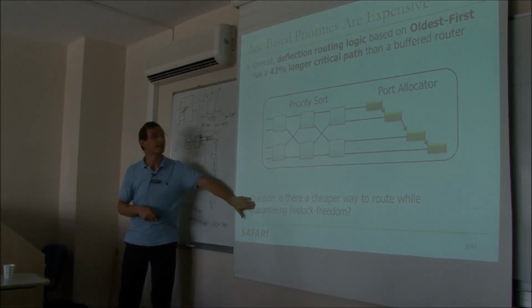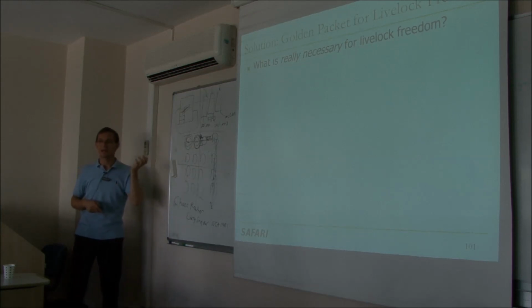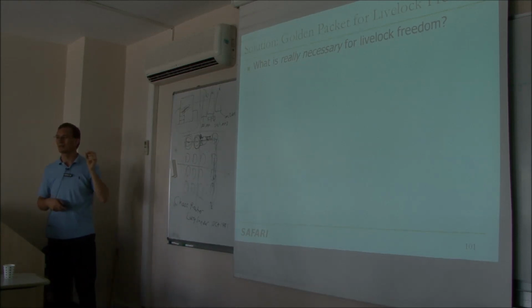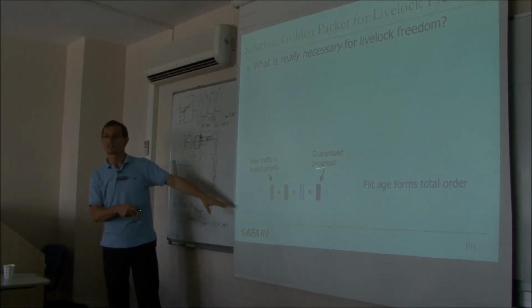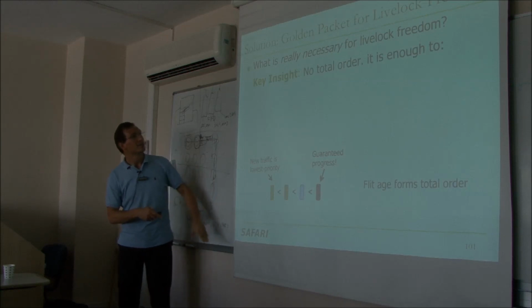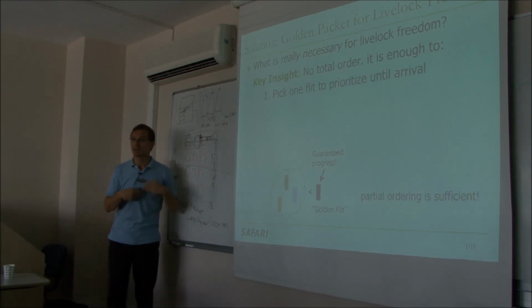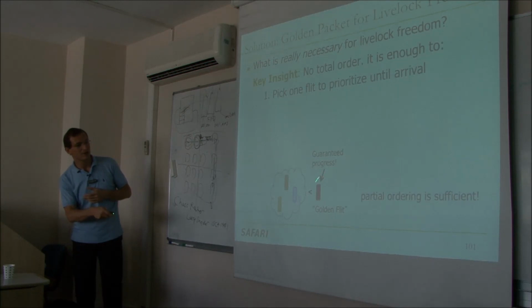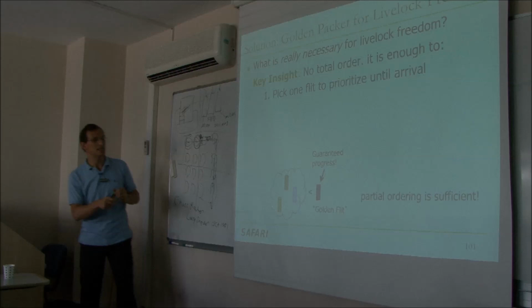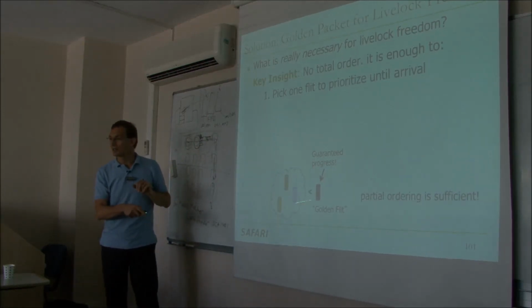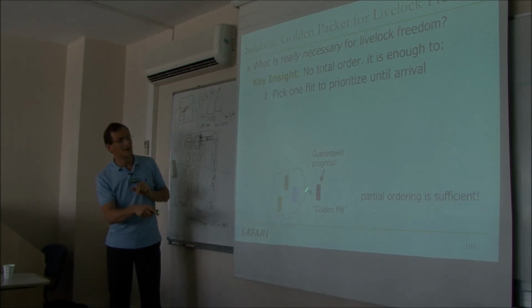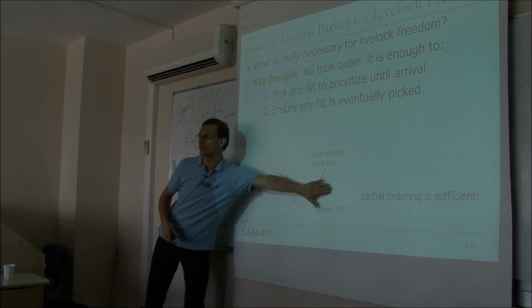The realization comes from asking the question: what is really necessary for livelock freedom? What is really necessary is, you don't need this total order. That's the realization. It's enough to pick one flit and prioritize it until it arrives. That way you guarantee the progress of this flit. We're going to call this the golden flit, and we're going to distinguish only between the golden flit and everything else in the world. So you have a partial order now. There is no ordering within this cloud, and there is only ordering here. And ensure that any flit is eventually picked from this cloud to be the golden flit. That way you guarantee livelock freedom.